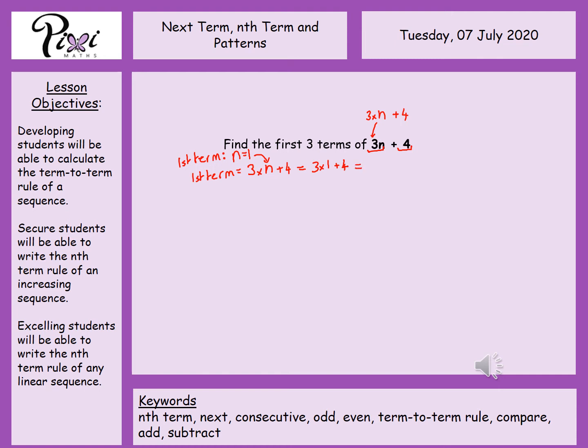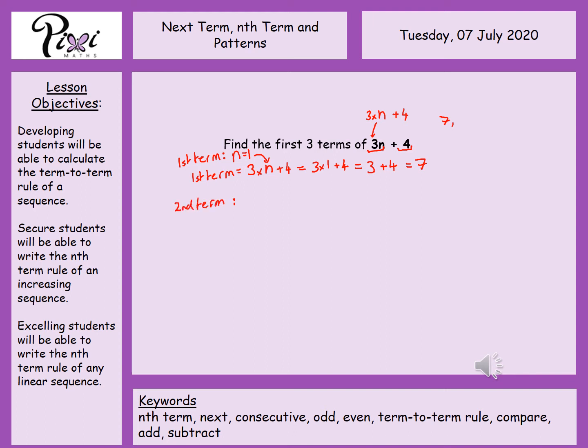And then lastly, 3 times 1, so that is 3. So we've got 3 plus 4, which gives us 7. So the first term in our sequence will be 7. So all we've done, same process, we've substituted in to the formula. So let's have a go. Second term.